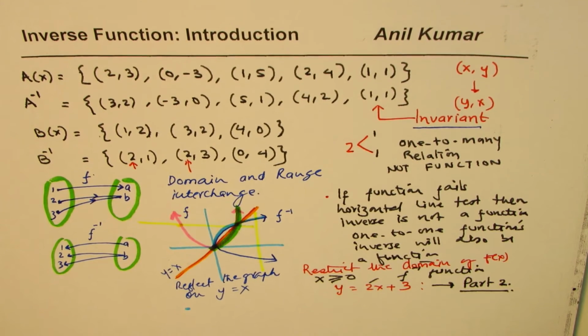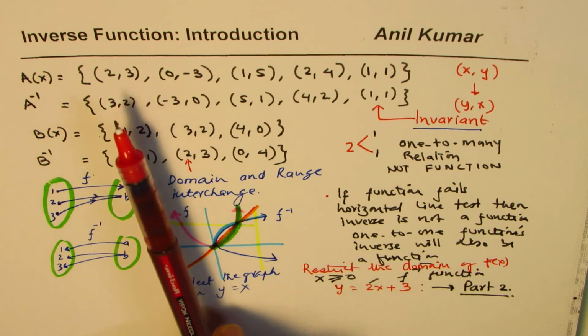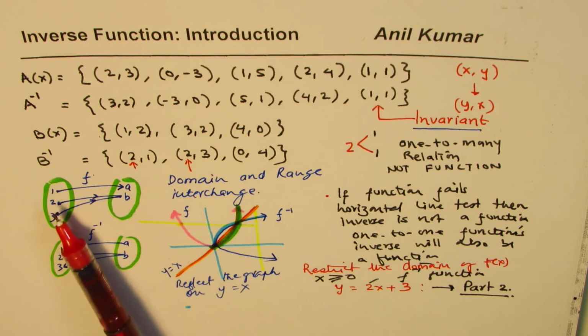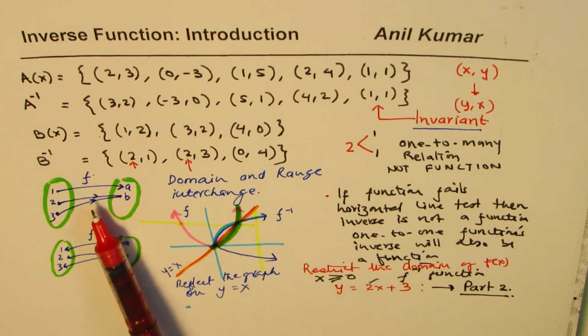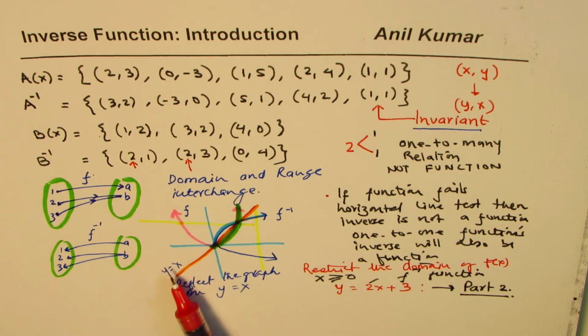So I hope what you learned in this video is very clear. If you are given coordinate points, just swap them to get the inverse. If you are given a mapping diagram, then reverse the direction of the arrows to get the inverse. If you are given a graph, then you have to reflect it on the straight line y equals x to get the inverse. And in all the cases, the domain of the function becomes the range of the inverse function, and the range of the function becomes the domain of the inverse function.